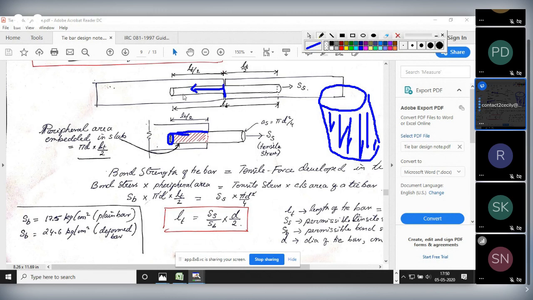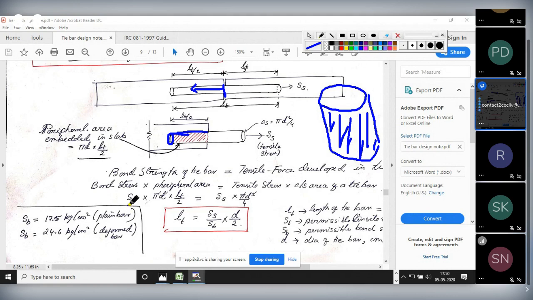So this area will be how much? Circumferential area is the perimeter into this length. Now the circumferential perimeter is 2 pi r or pi d, into L by 2. The total length is L_T, so half of the portion embedded inside the slab is L_T by 2. So here we get that area: pi d into L_T by 2. Now we get the area. We know the bond stress. Just multiply, and we will get the bond strength. So the bond strength of the tie bar is bond stress into peripheral area.